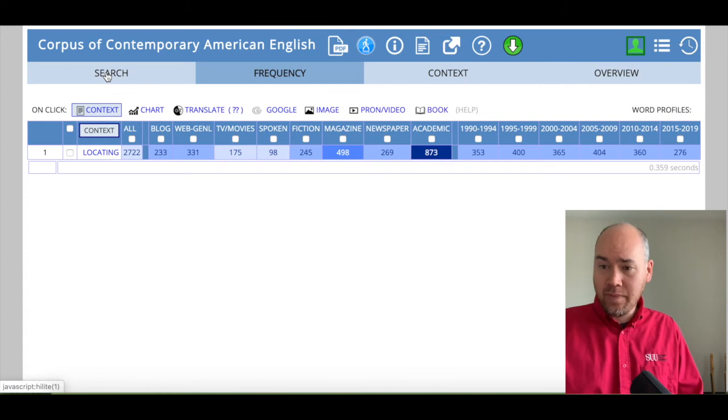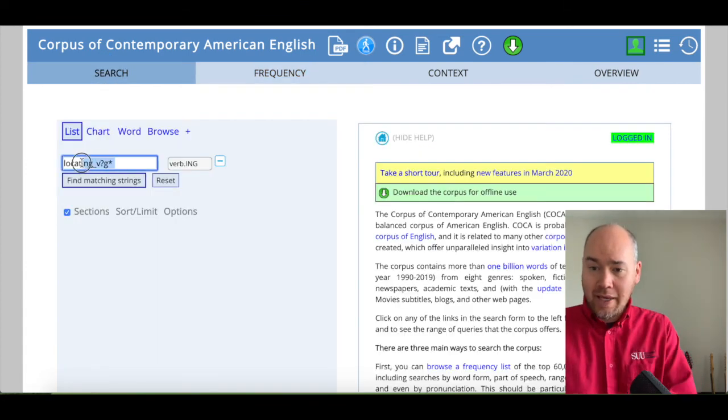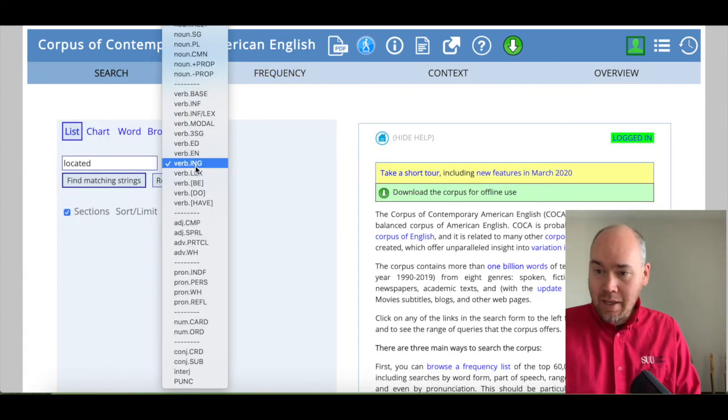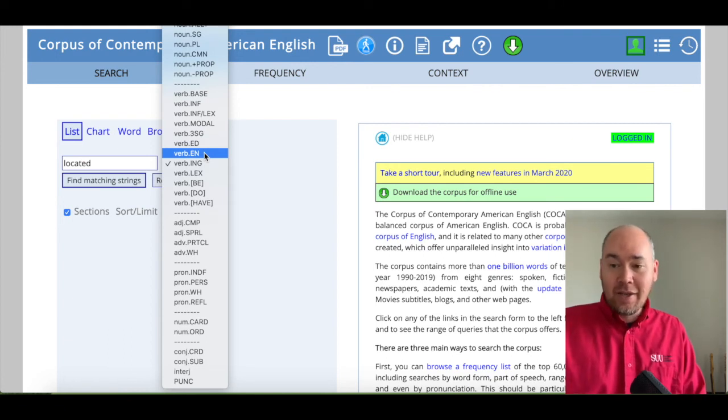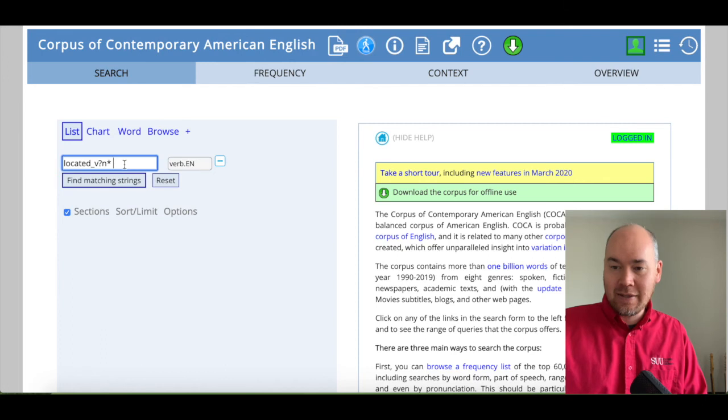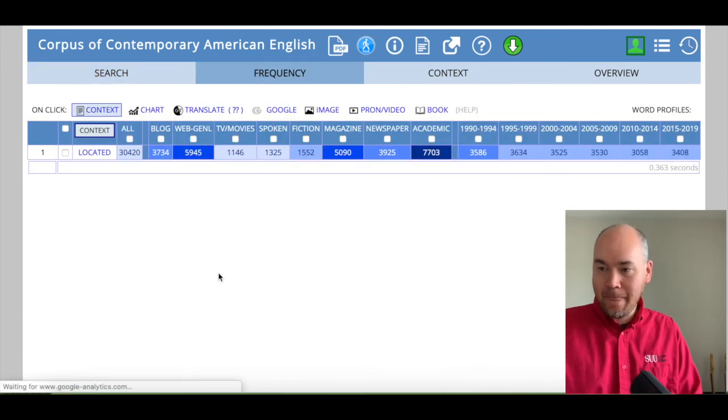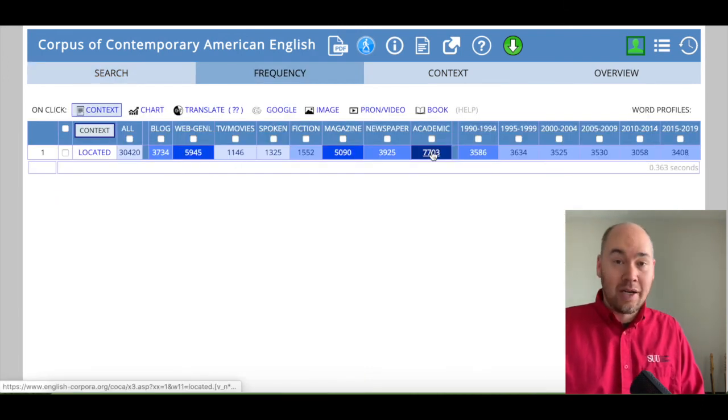That's good to know. How about located? And here I have two choices. This first one, ed, is the past tense. The second one, en, is the past participle. You know that when a verb ends in ed, these look the same. But I really want COCA to find only the past participles, not the past tenses. So I'm going to look for that. And this is a lot more common.